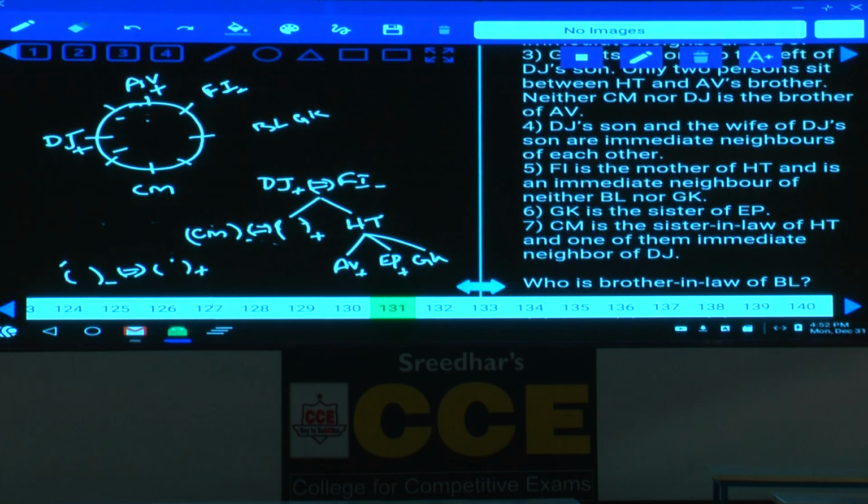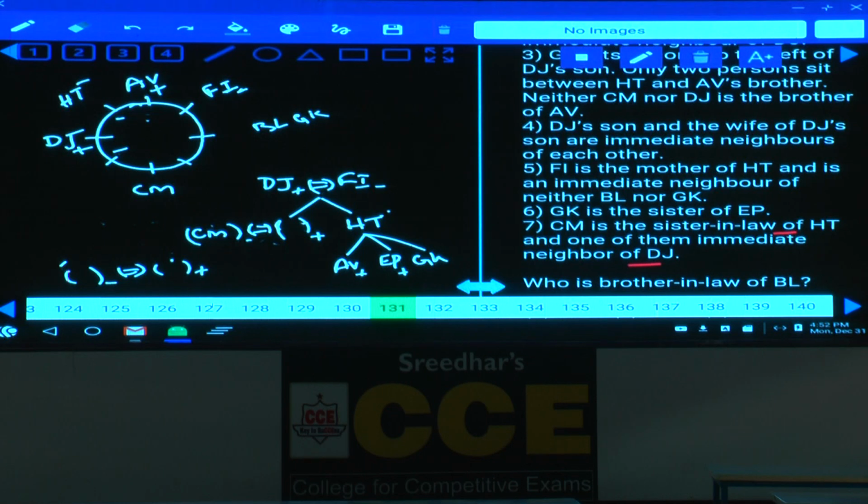Now CM is the sister-in-law of HD, and one of them is an immediate neighbor of DJ. One of them is an immediate neighbor of DJ means CM cannot be the immediate neighbor of DJ. Hence who is the immediate neighbor of DJ? CM cannot be here, hence HD is an immediate neighbor of DJ. As HD is an immediate neighbor of DJ, then HD is a female.